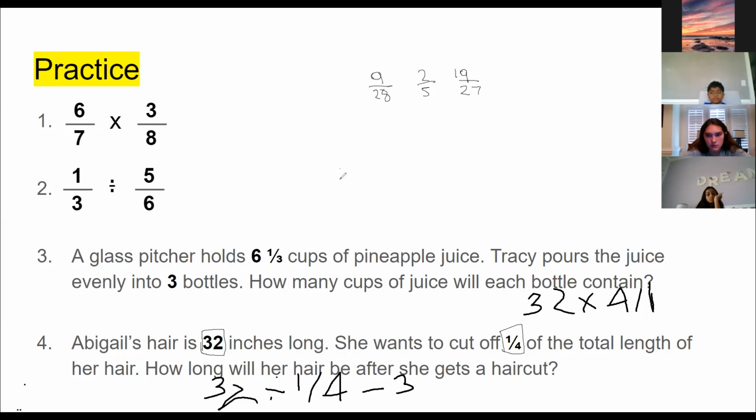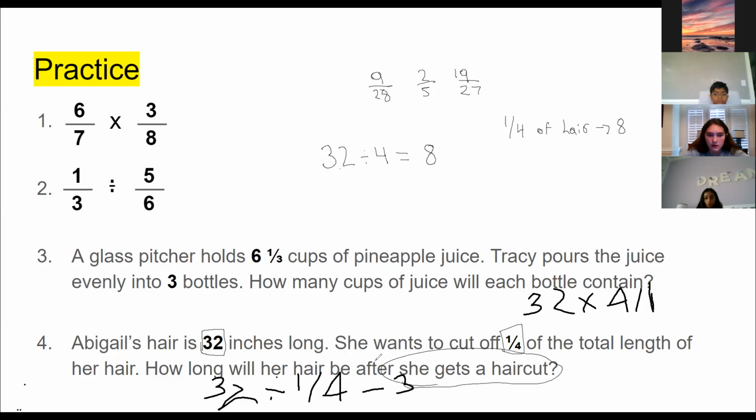1/4 of. Does that equal 32 minus 4? 32 divided by 4 would be 1/4 of her hair. Okay. So 32 divided by 4 is 8. So 1/4 of her hair is 8 inches. But that isn't the answer because they're asking how long will her hair be after she gets the haircut.